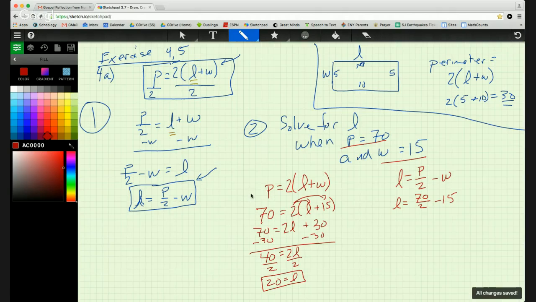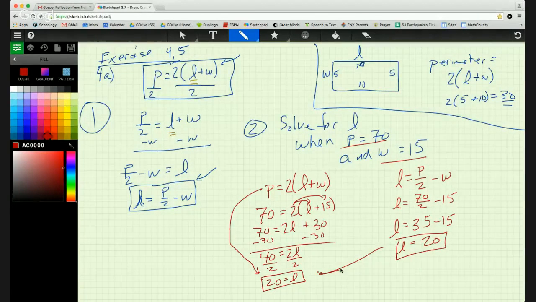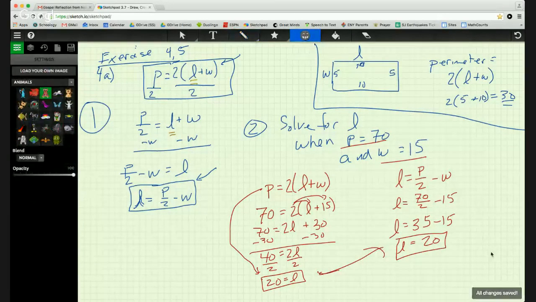So we started with this formula and we got to here. Now let's see what happens when we do this formula. L equals 70 over 2, 35, minus 15. L equals 20. And so we get the same answer. Wow, that's really cool. Happy cat.